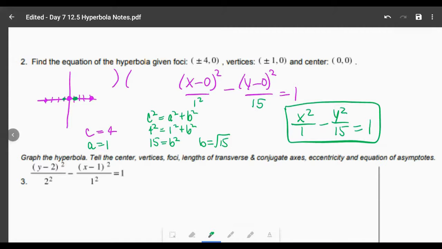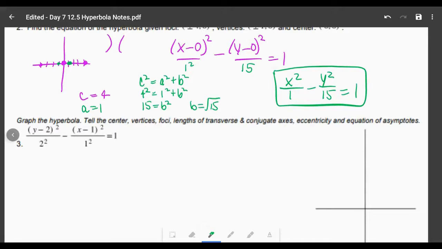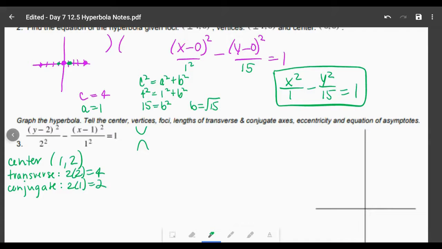All right, let's move on to number 3. I can tell by looking at number 3 that it's going to graph in the vertical direction because it begins with a y. My center is at, now be careful with this, (1, 2), not (2, 1), because you need your x coordinate first and your y coordinate second. My transverse axis is going to be the main axis, and that is the 2 squared. So I just want to look at the 2, but I'm going to multiply 2 times 2. That'll give me 4. My conjugate axis is going to be the other axis, which goes along the x direction. So that'd be 2 times 1, which is 2.